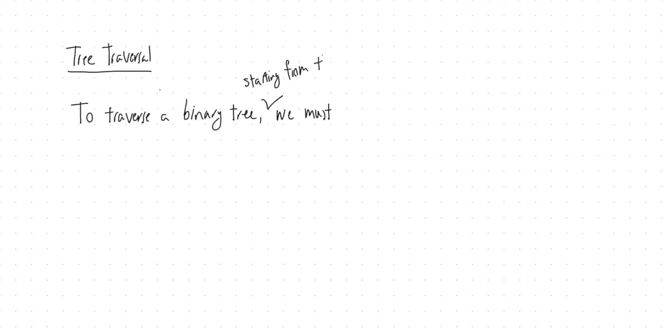we can say to traverse a binary tree, we must, starting from the root, do three things. The first thing that we must do is process the current node.